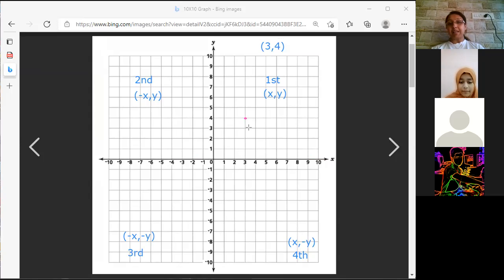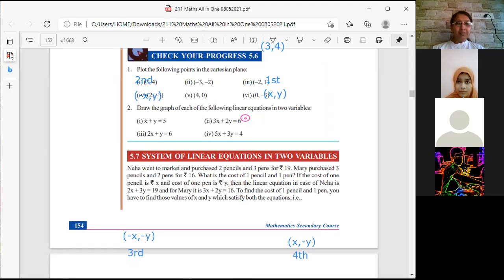Yes. Everybody agrees? Yes, ma'am. So we will call this our first point that we have marked. Now let me just see whether they have given me any alphabet, any name for this particular point. No, they have not given me any name for this point.